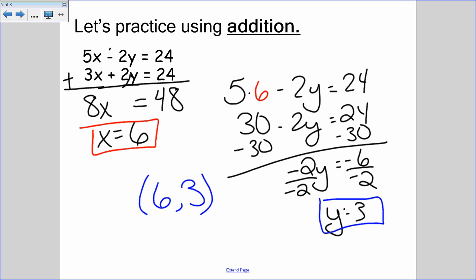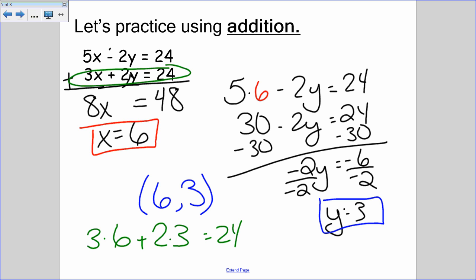Okay, should we check it quick? 3 times 6 plus 2 times 3 equals 24 using our second equation up here. 3 times 6 is 18, plus 2 times 3 is 6. 18 plus 6 equals 24. Yes. Okay, we have it correct.